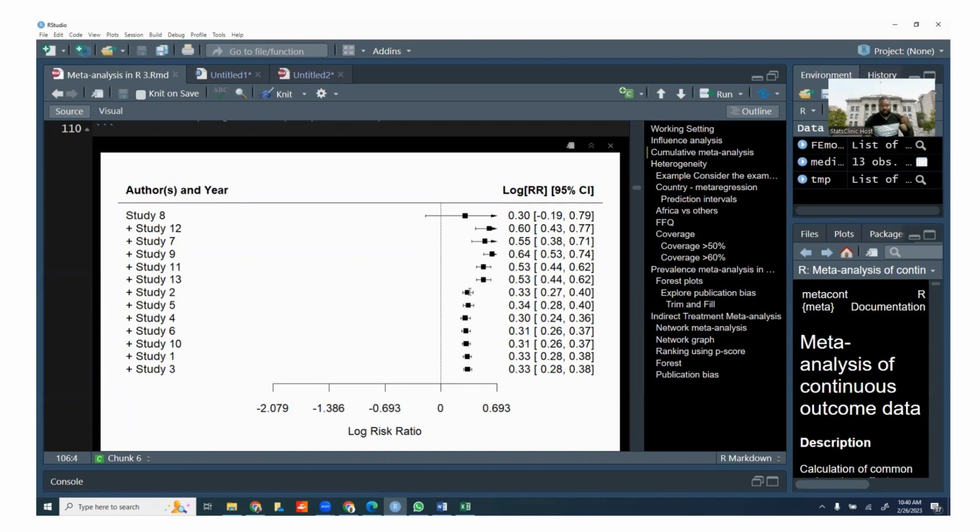At what point in a cumulative meta-analysis do the estimates become stable, where they're not going here and there and changing here and there? So here we're seeing that by the time we get to the fifth or sixth study, we're already seeing that stability.